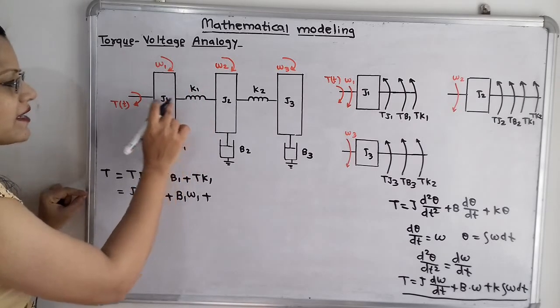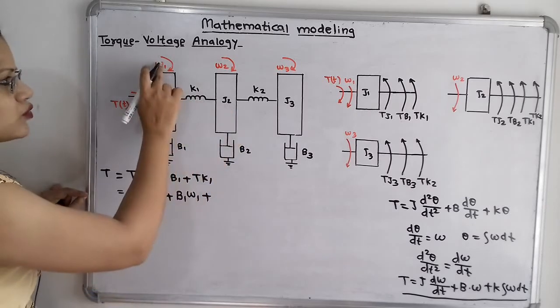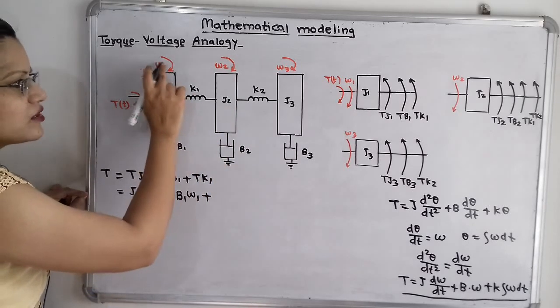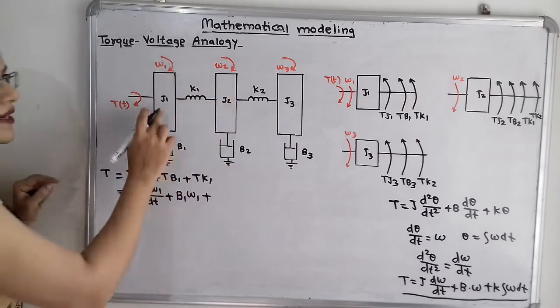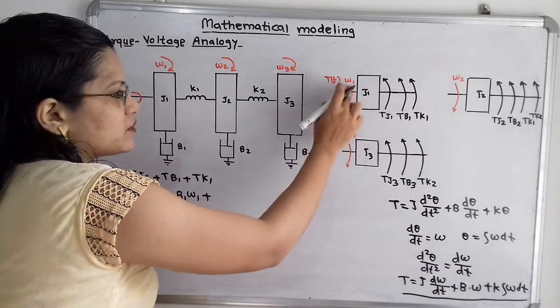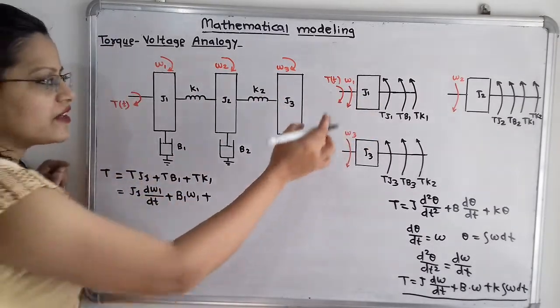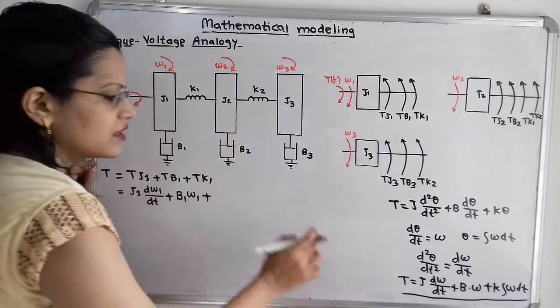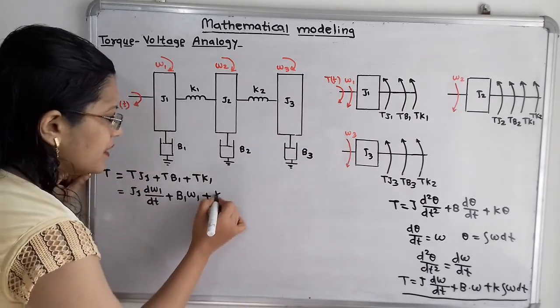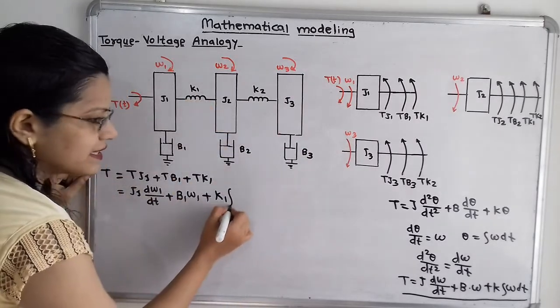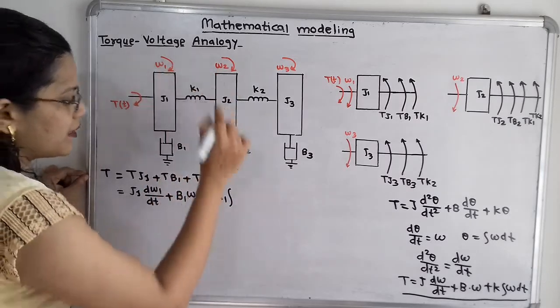Now this spring is in between J1 and J2. So I have to take the difference of omega 1 and omega 2. But this is the free body diagram of J1, so while taking the difference, I will take omega 1 first. So I will take here K1 integration of omega 1 minus omega 2.